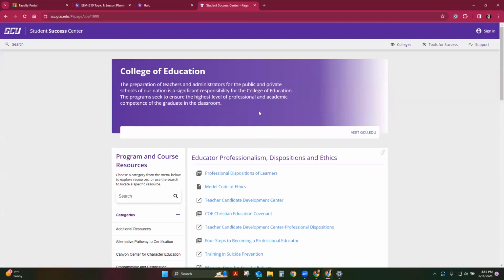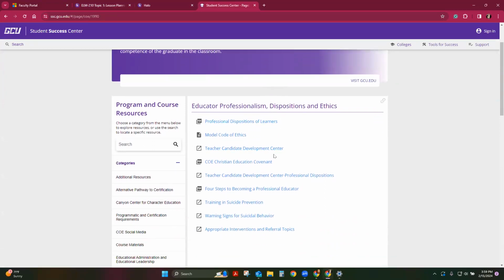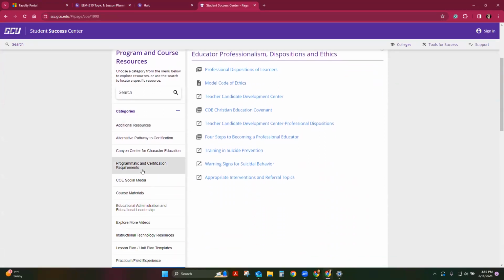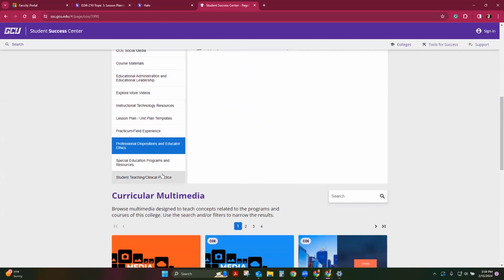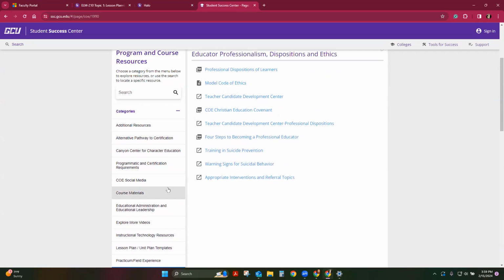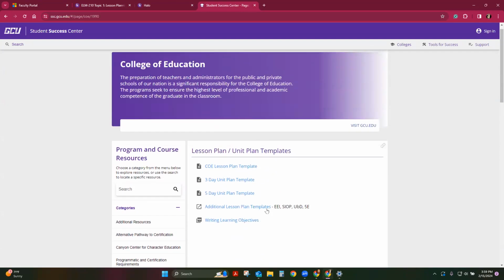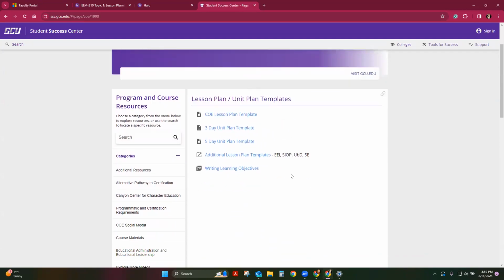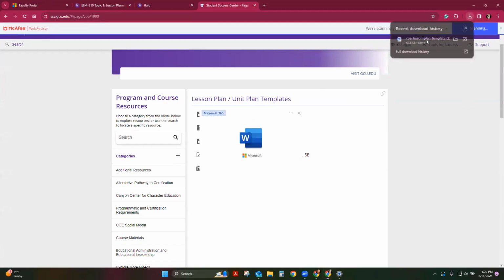So here, when you go to the Student Success Center, we can find lesson plan templates somewhere around here. Right there, lesson plan templates. And you can see we have the COE lesson plan template. This is the one you want to start with. This is the one that we'll use throughout your program in most of your classes.